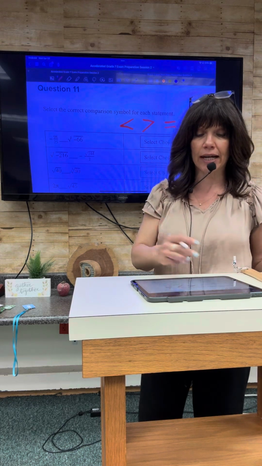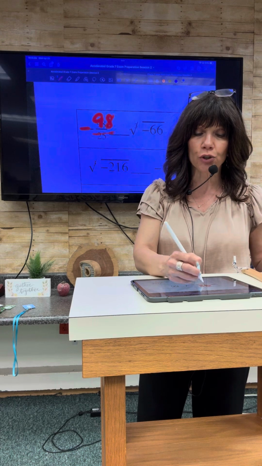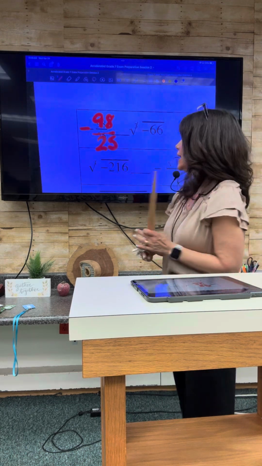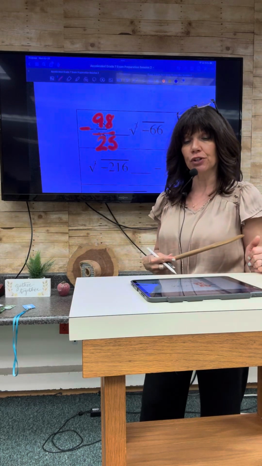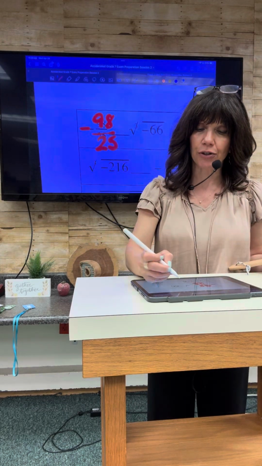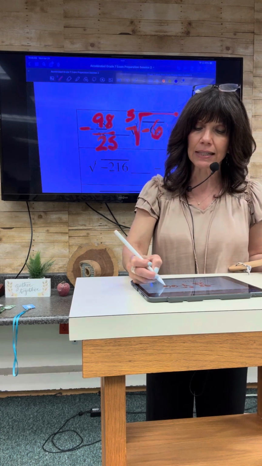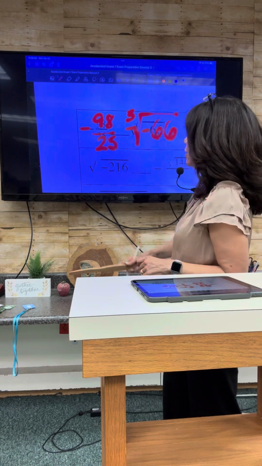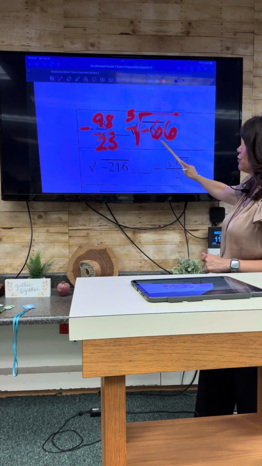For the first item, you'll type only negative 98 over 25 into your online calculator. Write down at least most of the decimal that it gives you. Then type into your calculator cubed root of negative 66. Compare the decimal value for this to the decimal value for this.